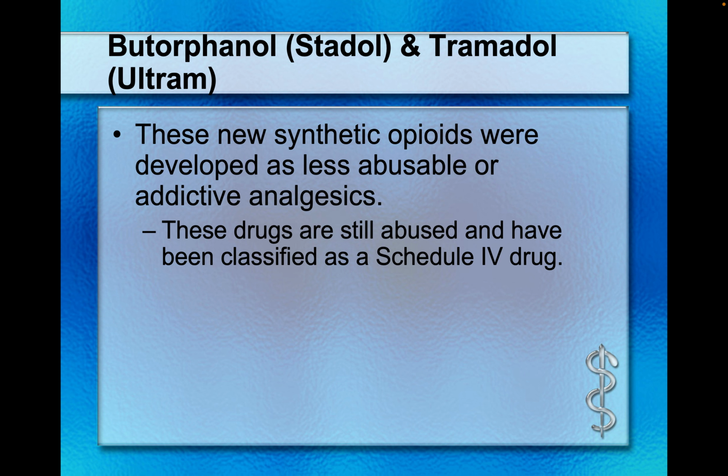Butorphanol, also known as Stadol, and Tramadol, also known as Ultram. These new synthetic opioids were developed as less abusable or addictive analgesics. These drugs are still abused and have been classified as a Schedule IV drug.